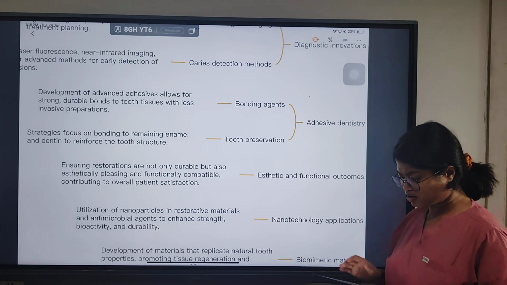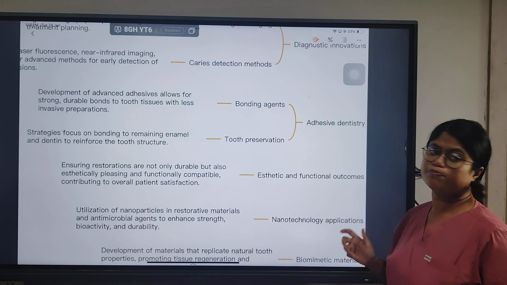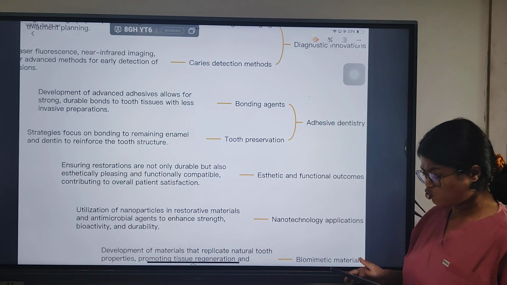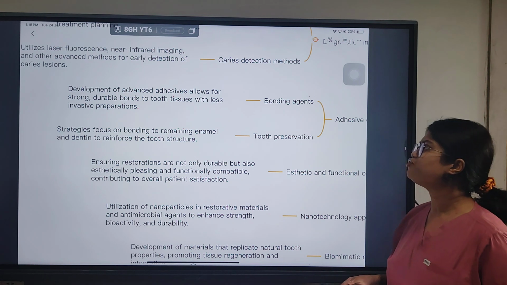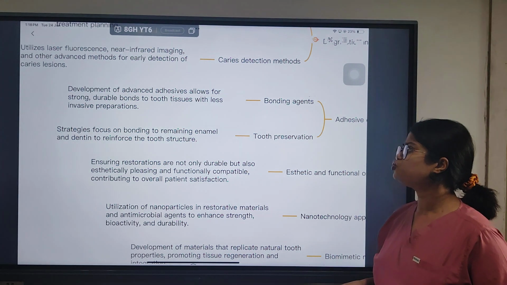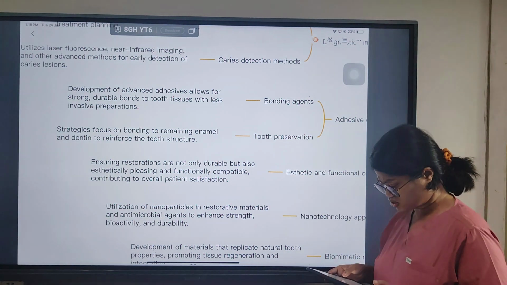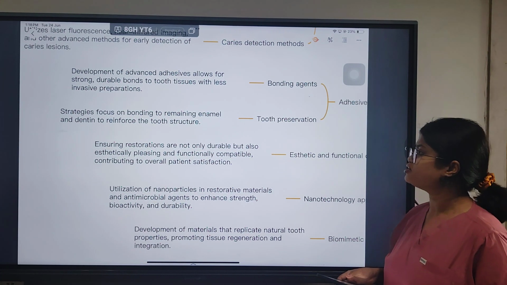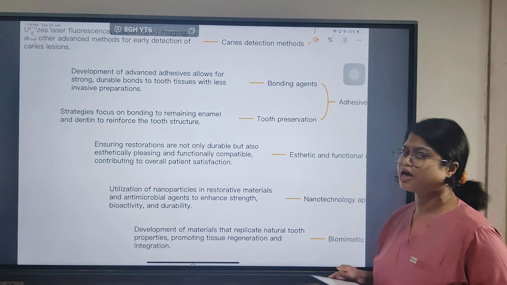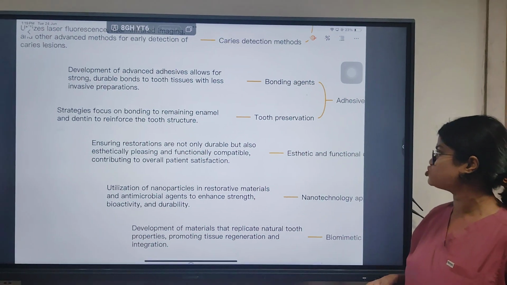For adhesive dentistry, we have two types. The research is going into making new bonding agents which will help in tooth preservation. So development of advanced adhesives allows for strong, durable bonds to the tooth structures and tooth tissues with less invasive preparations. And these strategies focus on bonding to the remaining enamel present in the tooth, tending to reinforce the tooth structure.